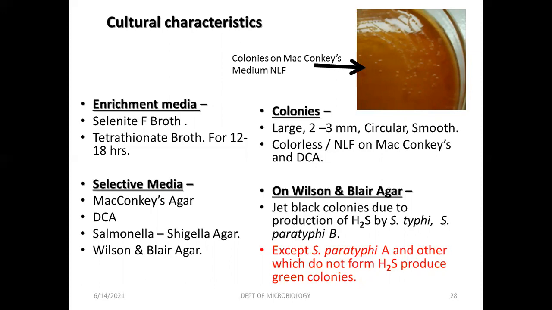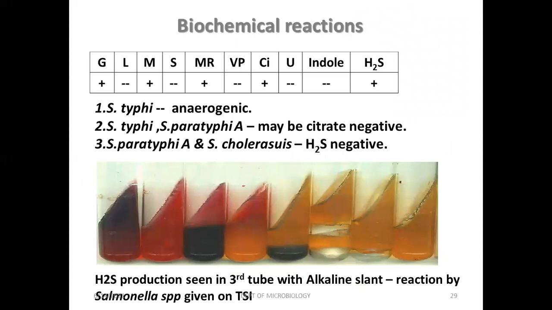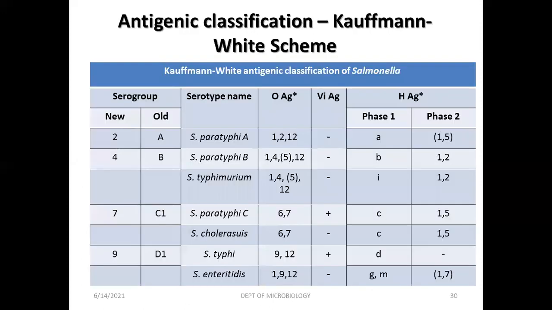Colonies on MacConkey agar and DCA are 2 to 3 millimeter, circular, colorless pale colonies. On Wilson-Blair medium, they produce black colonies due to production of hydrogen sulfide by Salmonella typhi as well as Salmonella paratyphi B, except Salmonella paratyphi A, which is not able to form H2S and produces green colonies. On TSI, H2S production is seen in the butt with an alkaline slant reaction by Salmonella species. They can ferment glucose and maltose. They are methyl red test positive, citrate positive, and they can produce H2S.